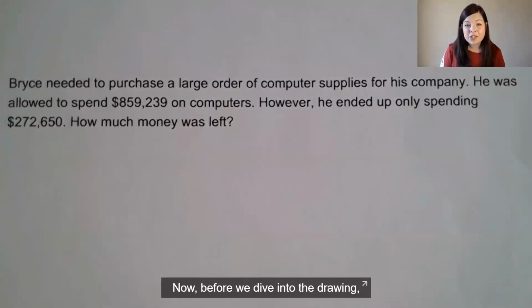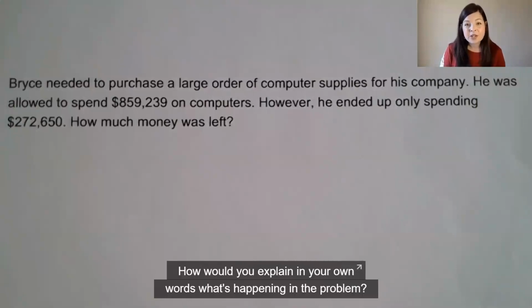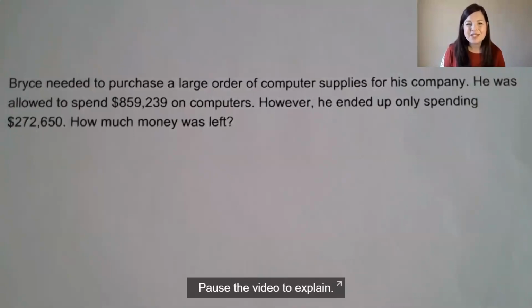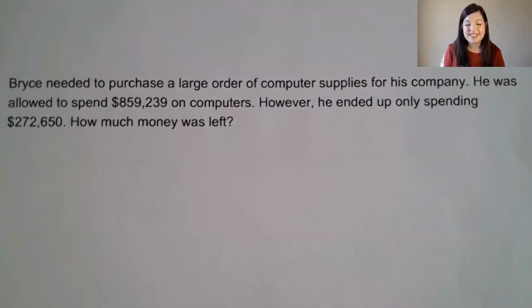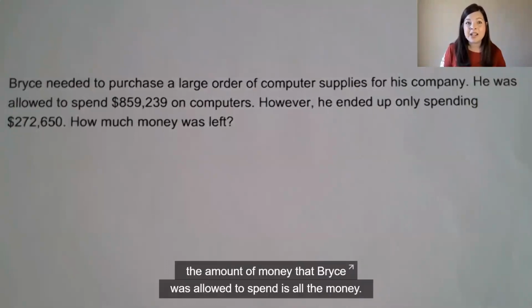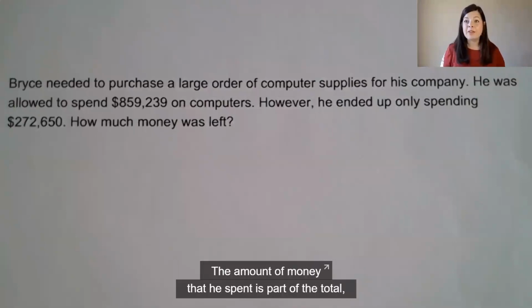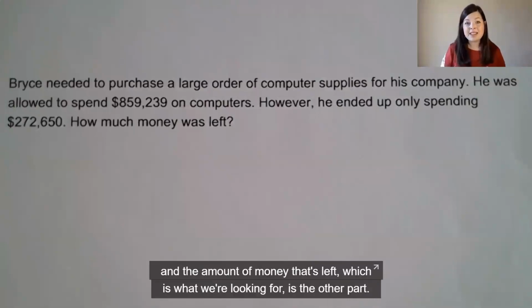Now, before we dive into the drawing, take a moment to think about what's happening in the problem. How would you explain in your own words what's happening in the problem? Pause the video to explain. I have a friend over here who was saying that the amount of money that Bryce was allowed to spend is all the money. That's the total or the whole amount. The amount of money that he spent is part of the total, and the amount of money that's left, which is what we're looking for, is the other part.